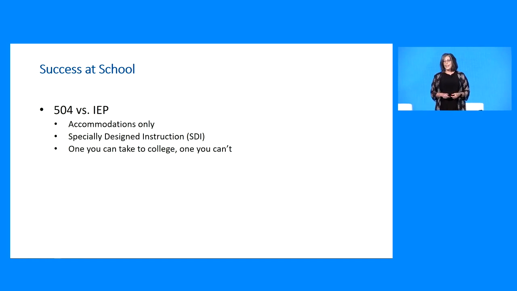You can only take your 504 accommodations to college, basically. All students are dismissed from special education, from their IEP, when they leave high school. And then the accommodations, you can switch over to a 504 and you can take them with you to college. And so that's kind of the difference between the 504 and the IEP.